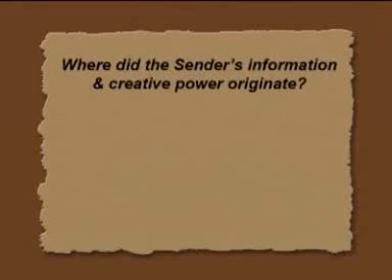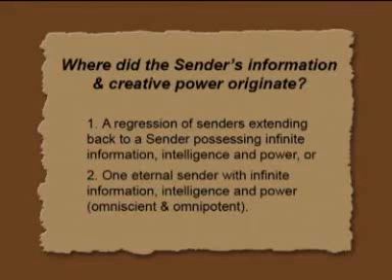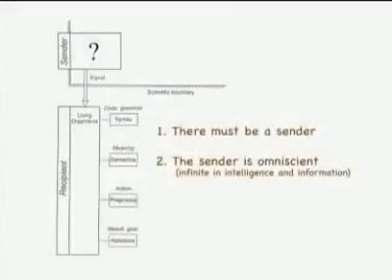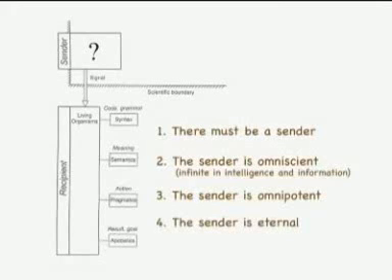Where did the sender's information and creative power originate? There are two possibilities: a regression of senders extending back to a sender possessing infinite information, intelligence and power, or one eternal sender with infinite information, intelligence and power. So we know a little bit more about the sender. Number 3, the sender must be omnipotent, and number 4, the sender must be eternal.